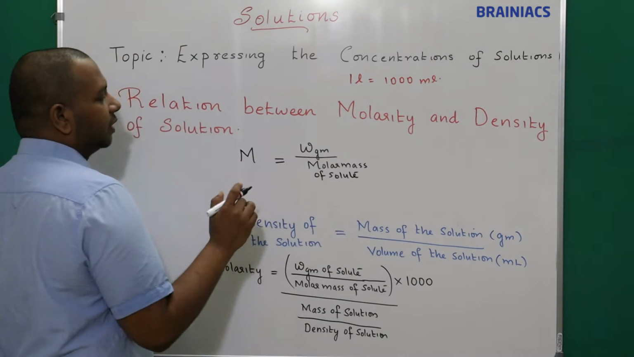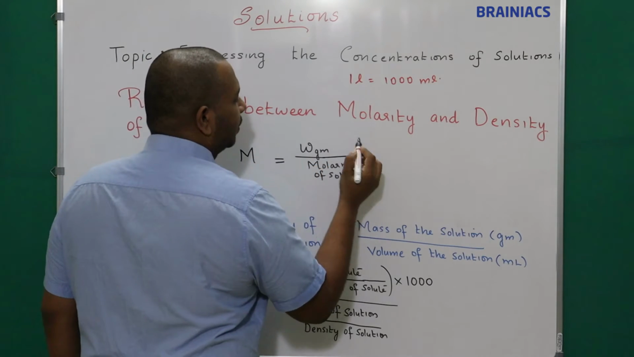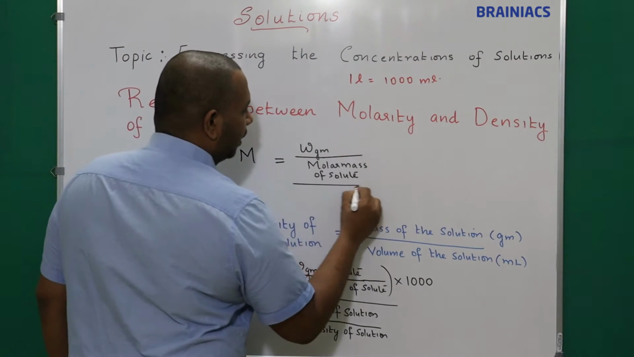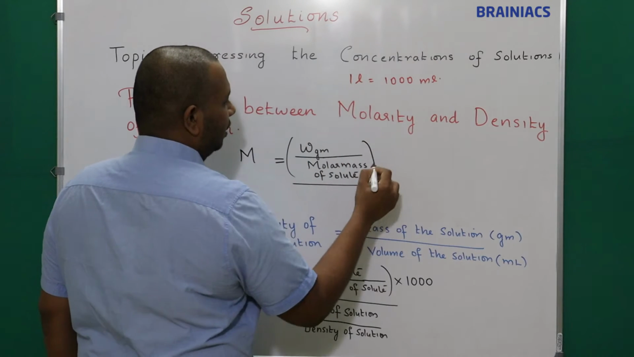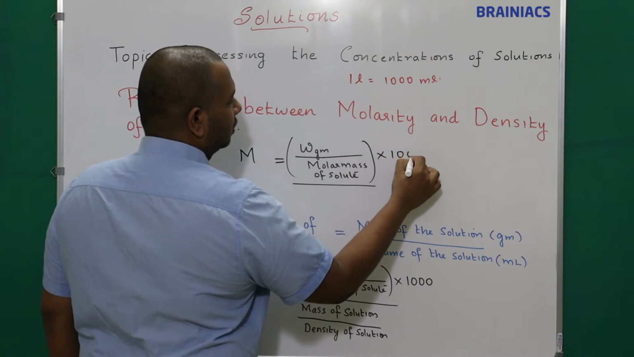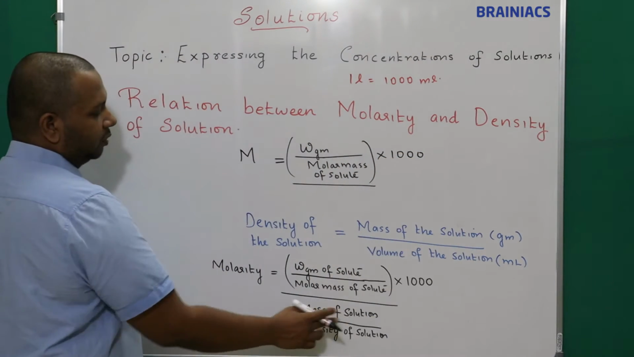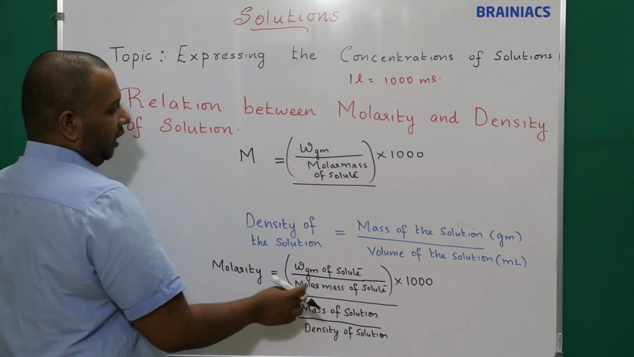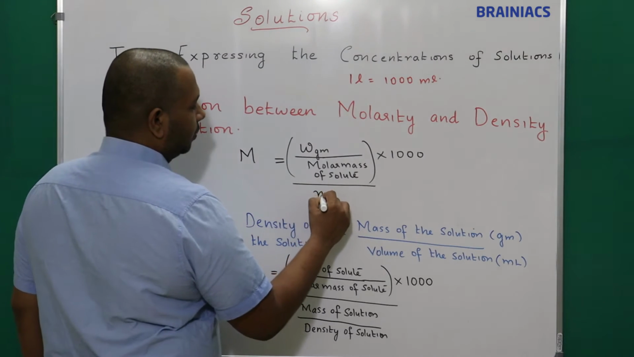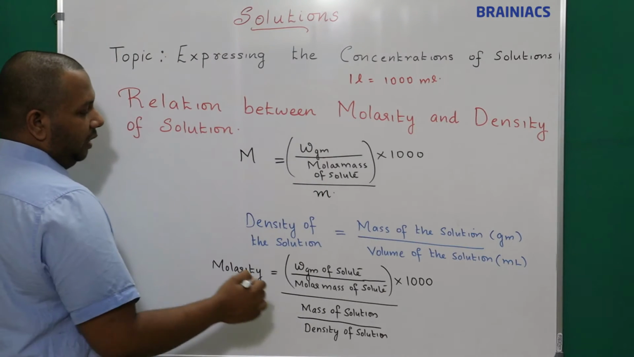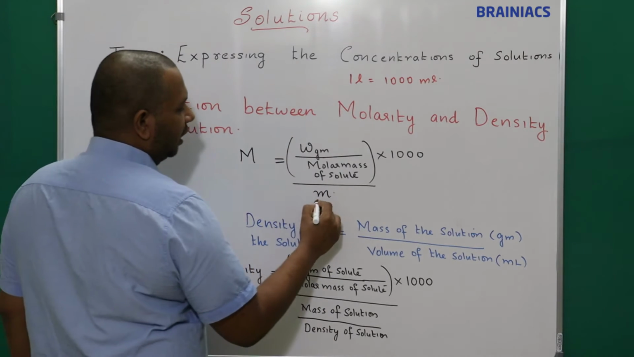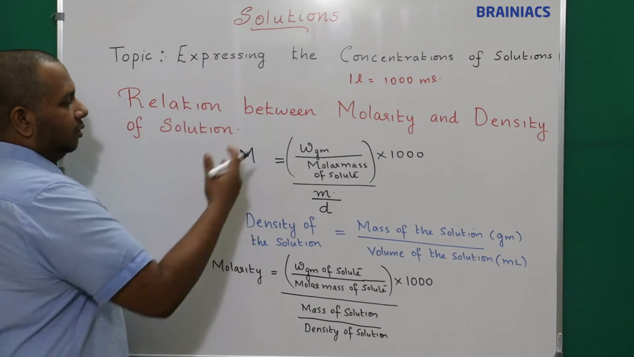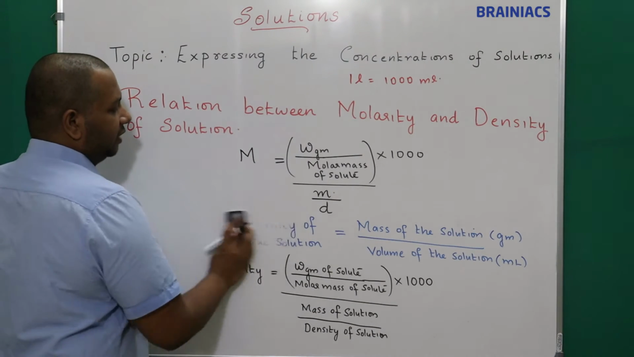Different people use different denotations, so I don't want that to happen. So weight in gram of the solute by molar mass of the solute divided by, in bracket, multiplied by 1000 divided by mass of the solution and density of the solution. I will represent small m for mass of the solution, and density of the solution I am representing using the letter D. Okay, so how can I further write it?